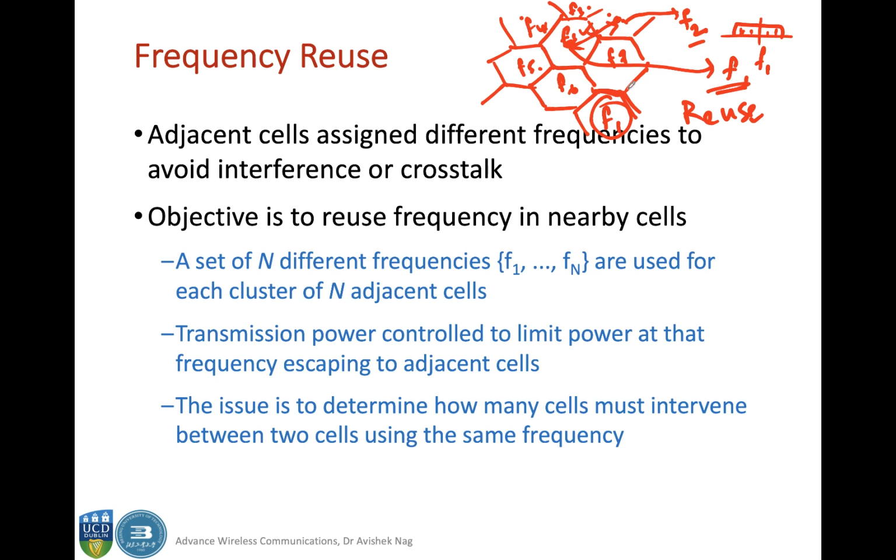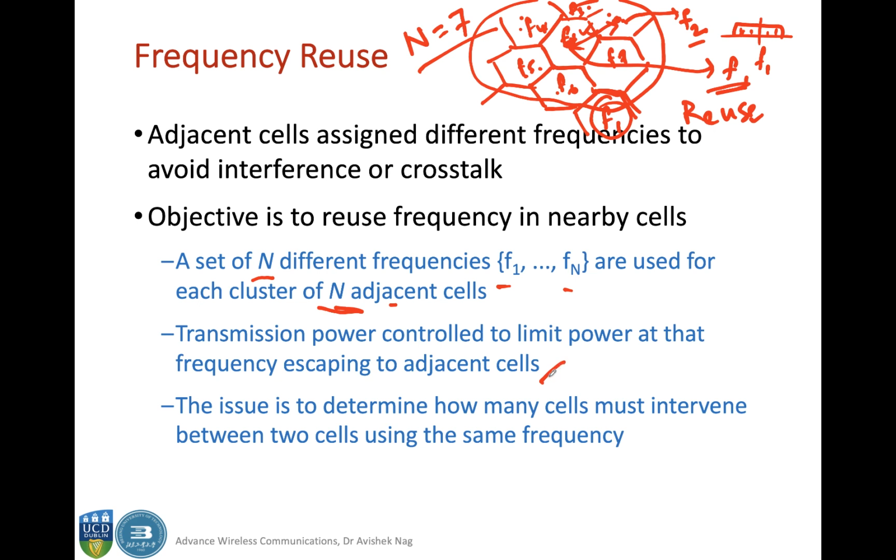So the objective is to reuse the frequency in nearby cells. So you set n different frequencies for a cluster of n adjacent cells. So here we have a cluster of, let's say, 1 and then the 6 of its neighbors. So 1, 2, 3, 4, 5, 6, 7. So you have 7. You can have n equal to 7, and then you use f1 to f7 for this particular cluster, and then you can use these frequencies for a different cluster. And the transmission power is controlled to limit the power at that frequency escaping to adjacent cells.